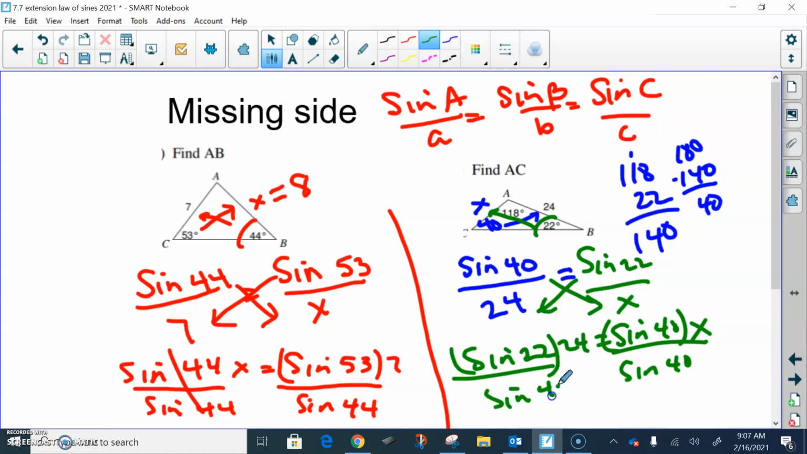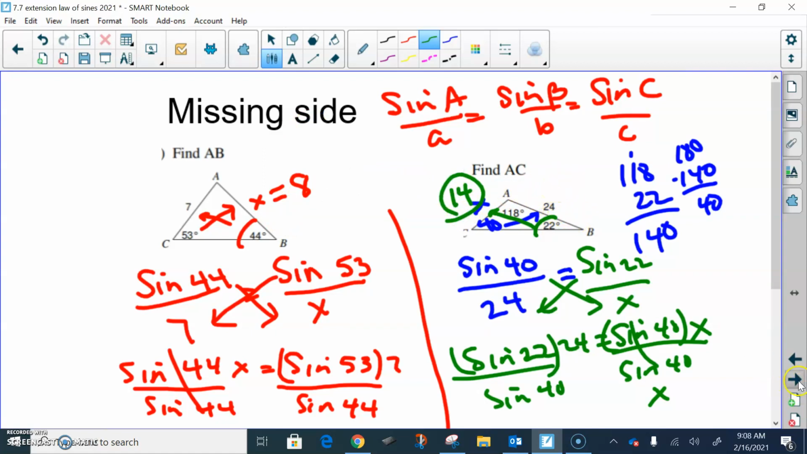And I'm ready to go to my calculator. I punch in my calculator sine of 22, close parenthesis, times 24, and then divide by sine of 40. And I see my missing side is about 13.98, so we're going to call that side 14, which does seem reasonable considering this side is 24.